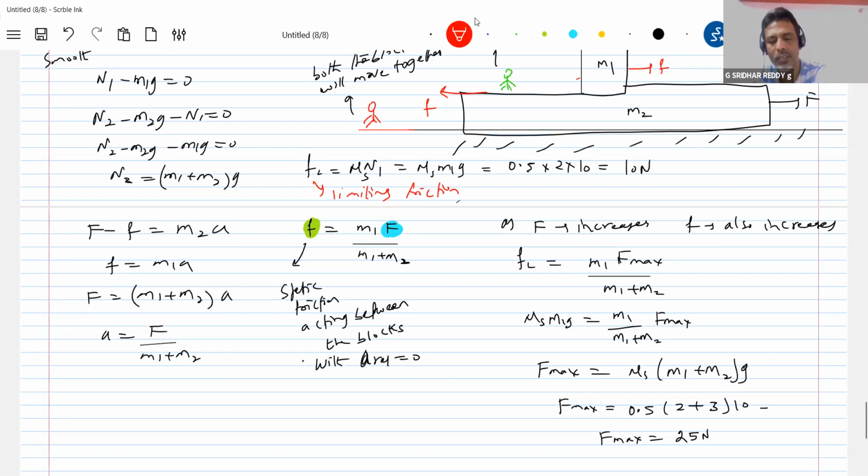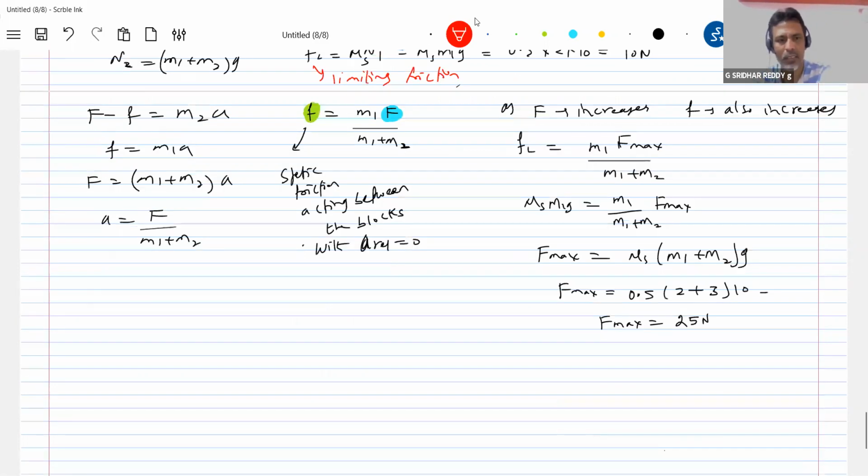So what is F max here now? The maximum force you can apply on a plank for which the blocks will not have slipping. Now, what is the conclusion I have to make? This is very important. The conclusion: F less than F max, A relative will be 0. The friction acting will be static. So even if the blocks are moving, it is still static.